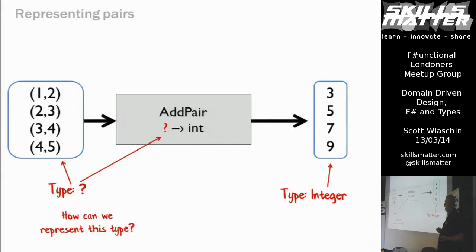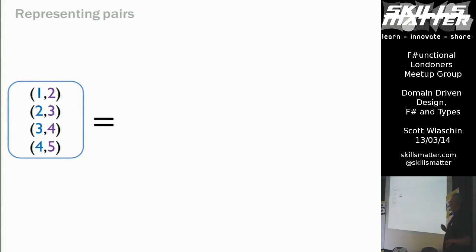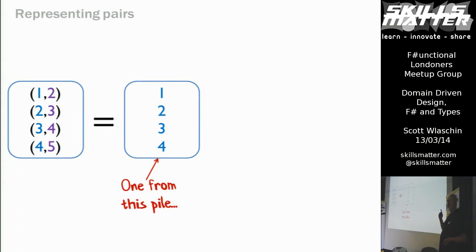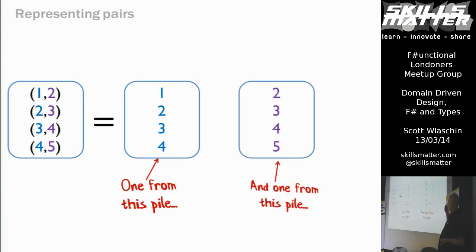How can we represent that pair type in our model? In an object-oriented system, you define a class for it, but I'm not defining a class. I'm going to compose it from smaller types. So let's think about what a pair really means. You have a pair of numbers. The first thing is an integer. The second thing is an integer. So you have one from the first pile and one from the second pile. If you think about it, let's say there are 4 things in the first pile and 4 things in the second pile. How many combinations are there?